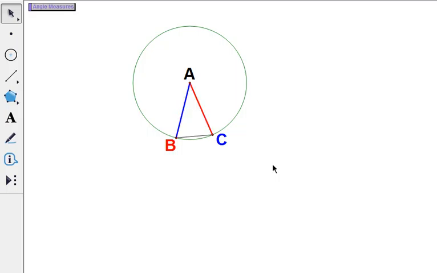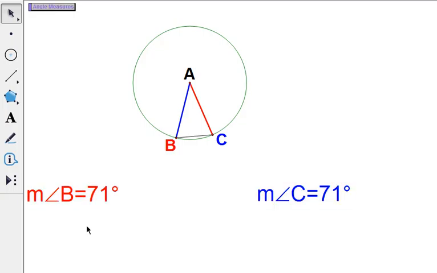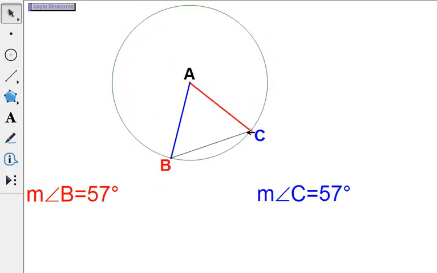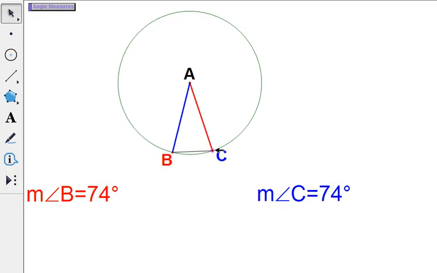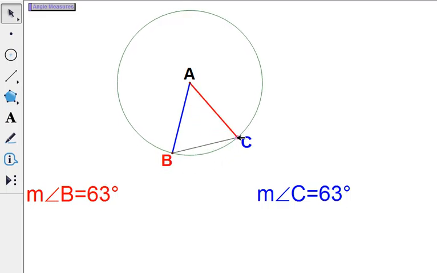What I want us to look at is the measure of the two angles. And it didn't show up. There we go. So right now you look at the measure of angle B and the measure of angle C, notice they're congruent. It doesn't matter how I move this, those two angles are always going to remain congruent. Now notice where they're at. Angle B, right here, is opposite that side.